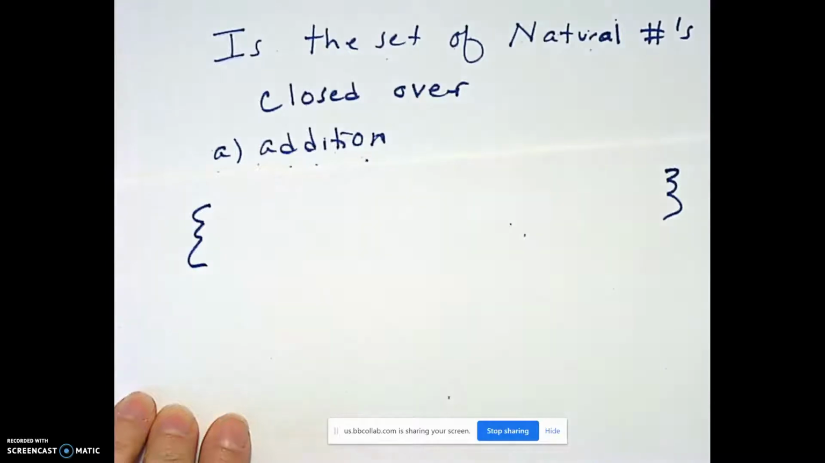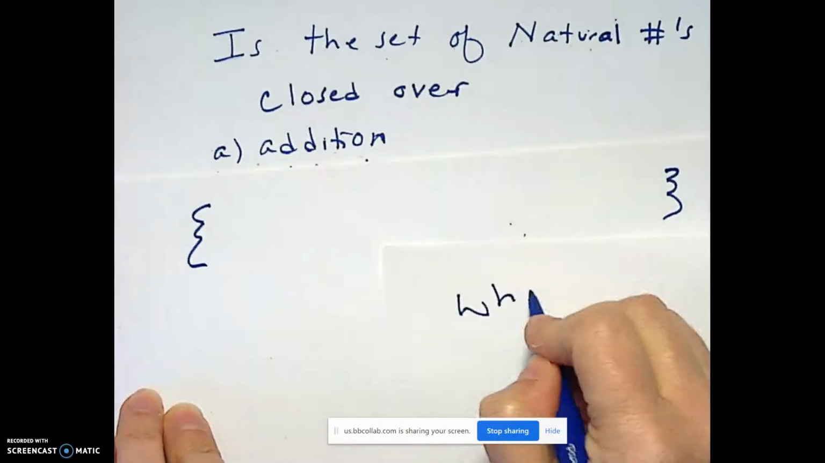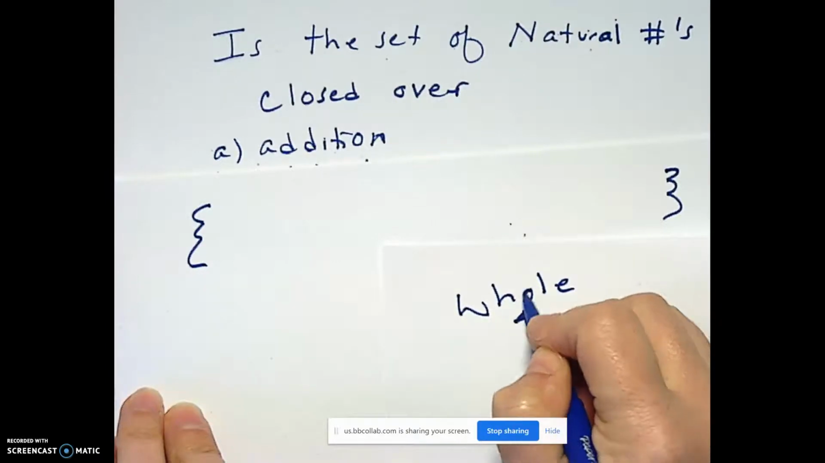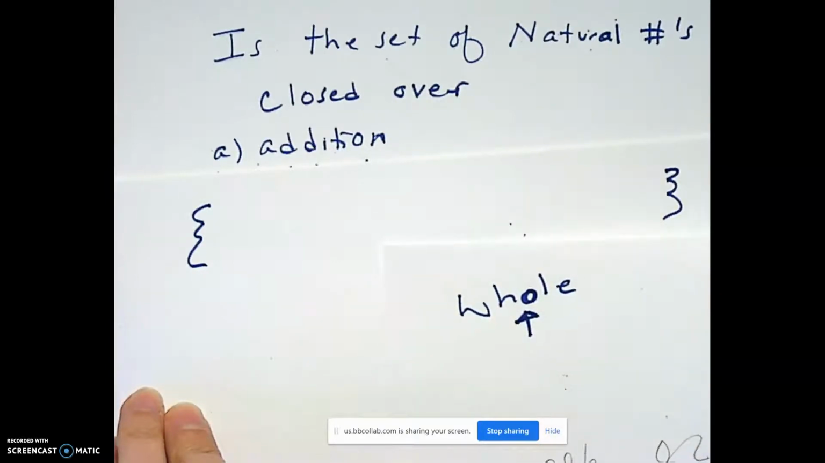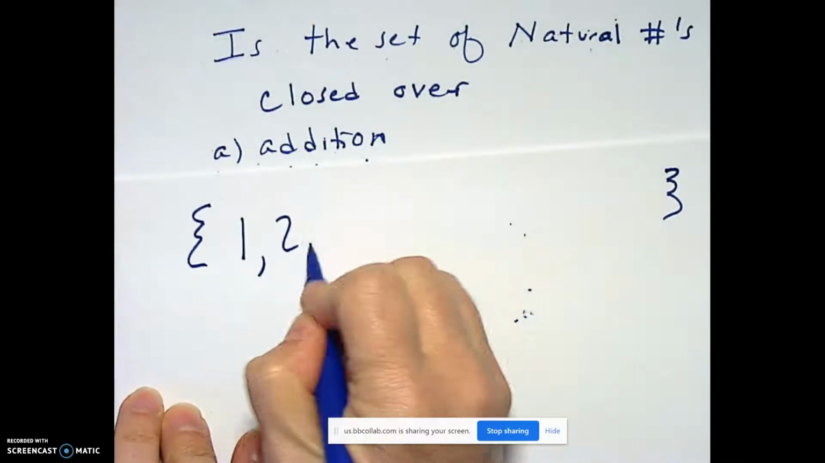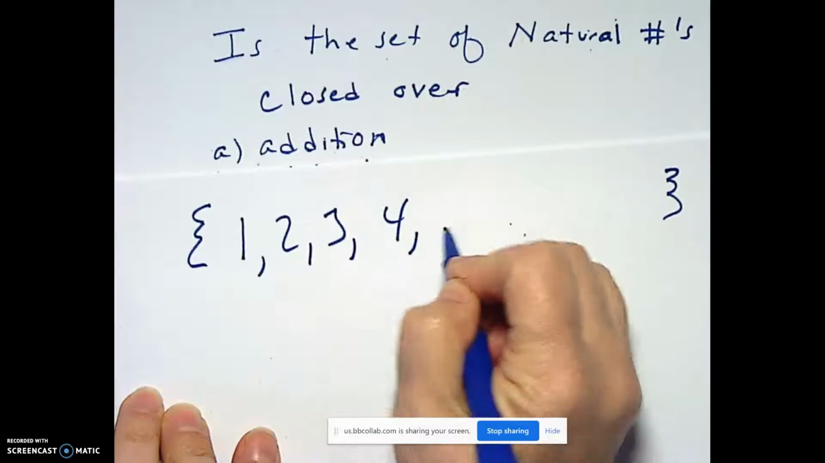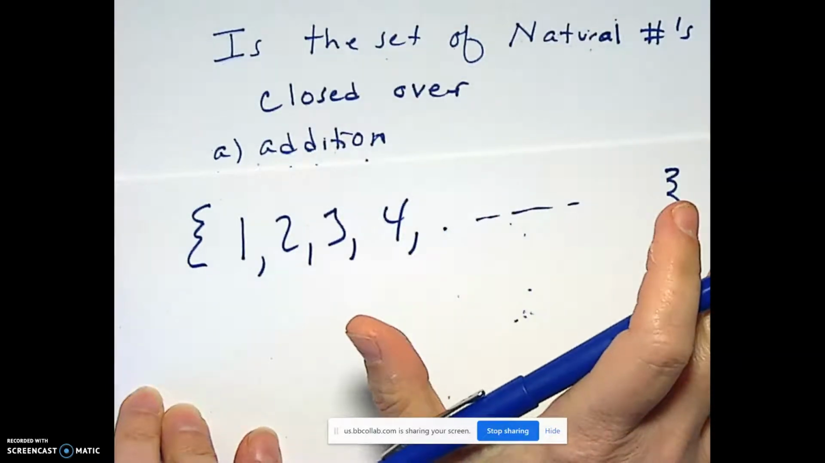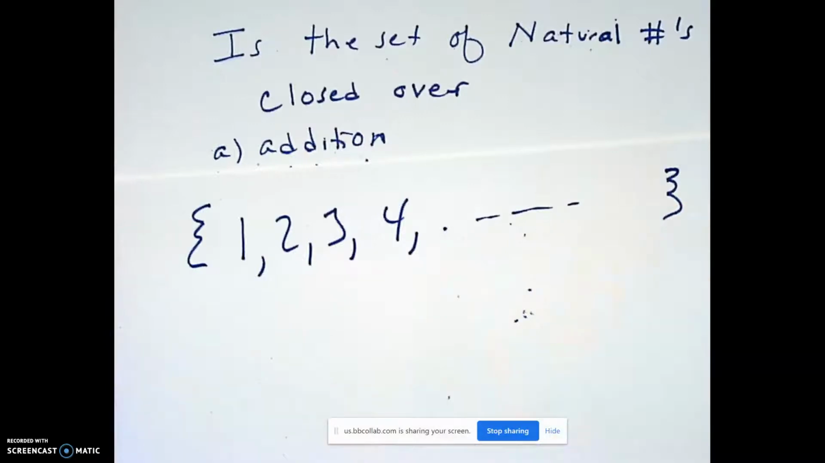And whole numbers, I should write this off screen because it's not relevant to what we're doing right now. Whole numbers are the ones that have the 0 in them. See the 0 right there? But this is natural numbers, the ones that just come naturally to kids as they come along: 1, 2, 3, 4, blah, blah, right? So that is natural numbers. And we're asking, is that set closed over addition?